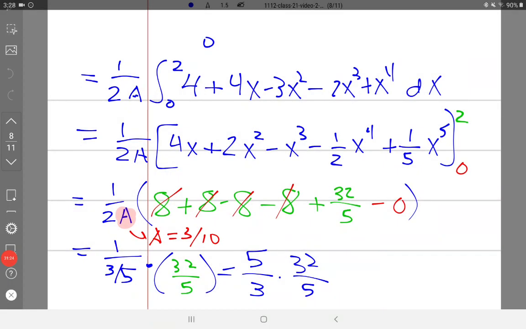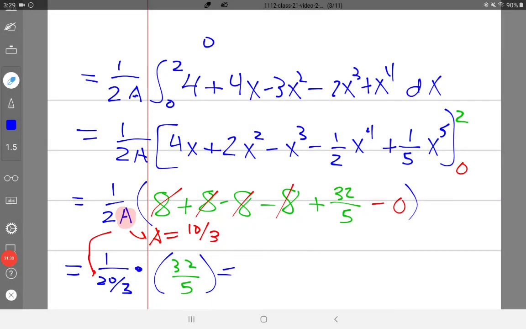And oh gosh, I hope you caught my little mistake here. Area wasn't 3/10, it was 10/3. So let me clean that up really quickly. There we go, that looks a little more like it. Sorry about that. So I have 1 over 20/3, so reciprocal, that's 3 over 20 times 32 over 5.